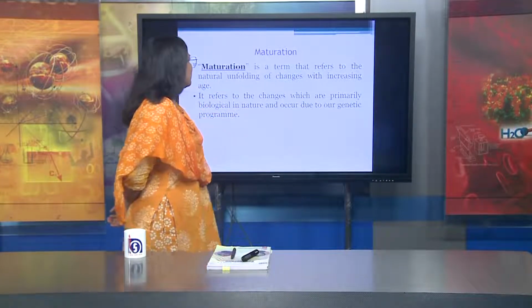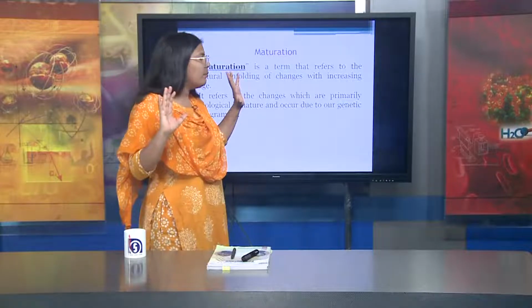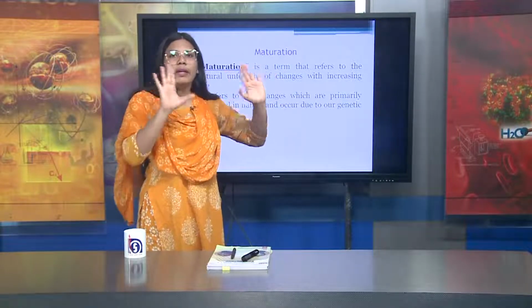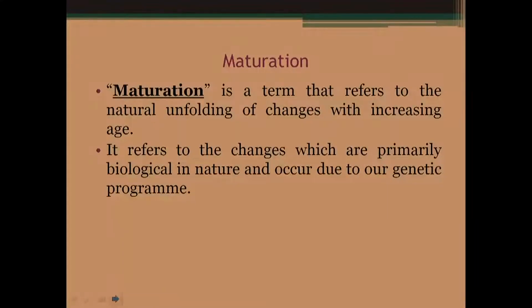So maturation is a term that refers to the natural unfolding of changes with increasing age. तो यहाँ पे आप देख सकते हैं कि maturation is basically a process that describes the natural unfolding. It is happening as you grow up on its own. यहाँ पे कोई हम environmental या कोई societal aspect अभी count in नहीं कर रहे हैं. We are just saying that it is natural unfolding of changes with increasing age. So as you are growing up, as your age is increasing, these changes unfold themselves.